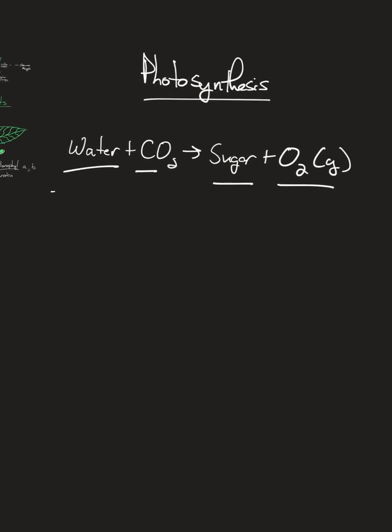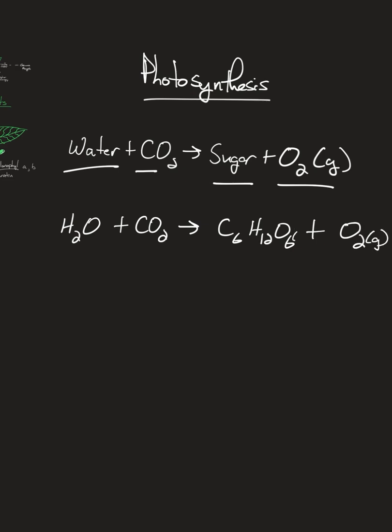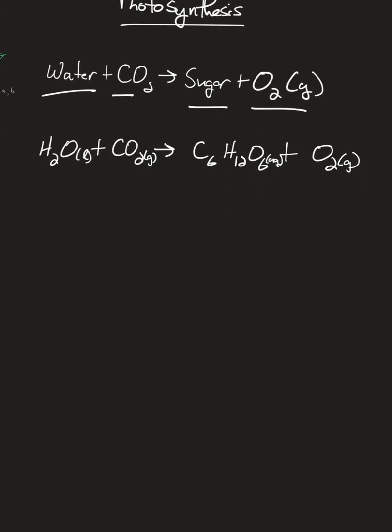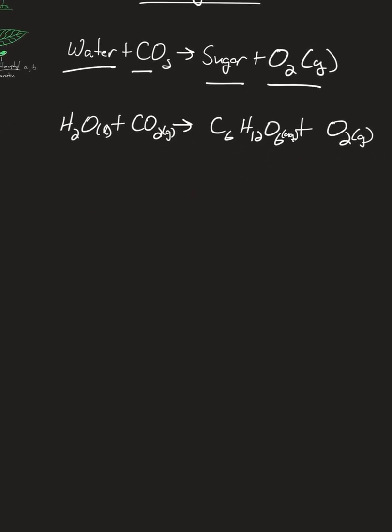That's photosynthesis. Now let's use the chemical equation. H2O plus CO2 yields C6H12O6 plus O2. And this is a gas, and this is an aqueous solution, and this is a gas, and this is a liquid, it's water. So there's your equation. Now we haven't balanced it though.